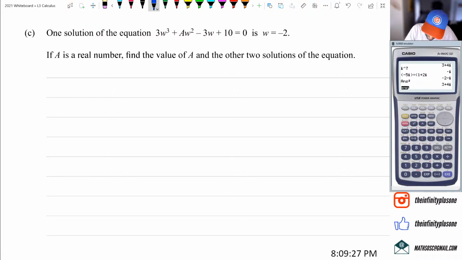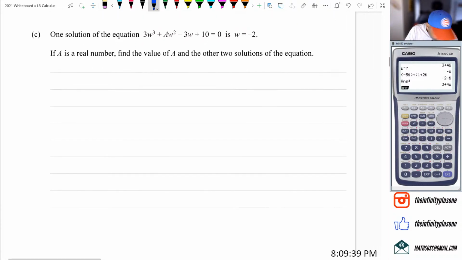So I guess the first step is that we've got to figure out what the A value is, and then we've got to try and find the other two solutions. Now, looking at, w is minus 2, right? So because w is minus 2, wait, what's it?